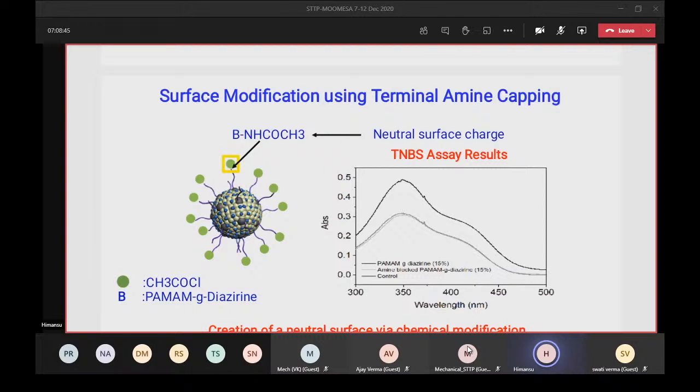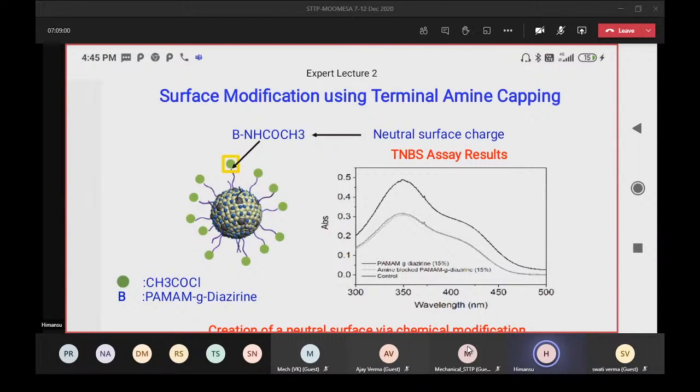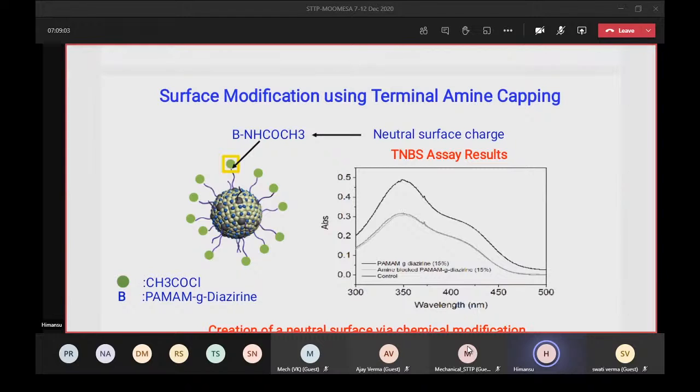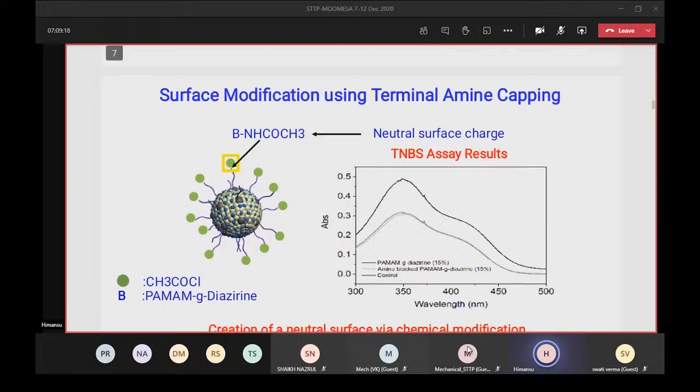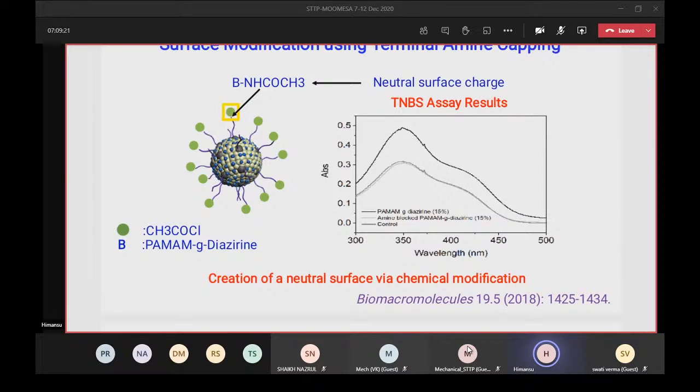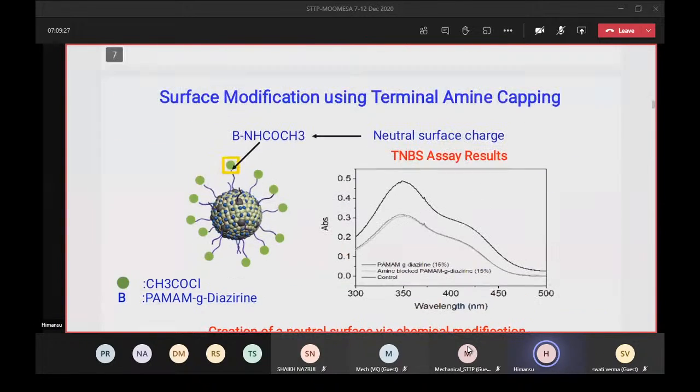In such a case, we modified the whole polymer adhesive, the bioadhesive, with an acyl chloride, that is CH3COCl. When we modified this, an HCl molecule is released, and this creates a totally neutral surface. That means you can see B-NHCOCH3, where B means the bioadhesive that is capped by NHCOCH3. Whatever positive charge was there has been captured. So our main purpose was the creation of a neutral surface by chemical modification.